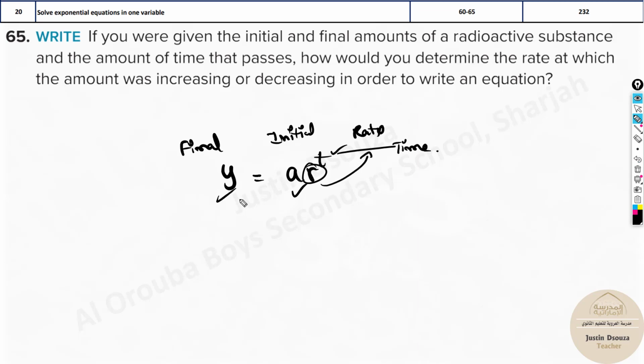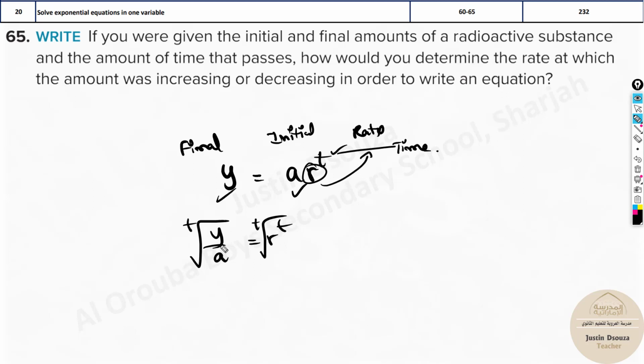So first take the a and divide it, because this is an exponential function. It will be y divided by a equals r to the power t. Now take the root of this number. That's it. That is the answer.